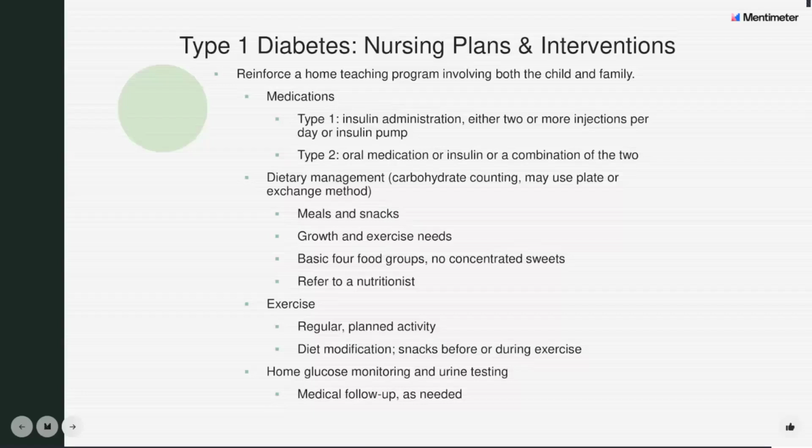So nursing plans with them, we're going to be reinforcing that home teaching. How do we give them insulin? Are they on a pump? Are they having to do self-injections? How do they test their sugar?